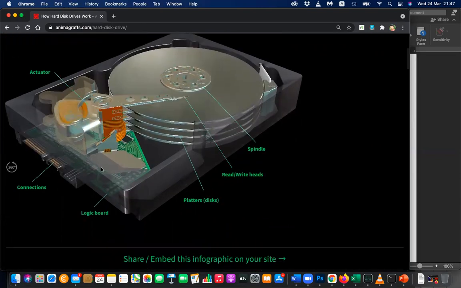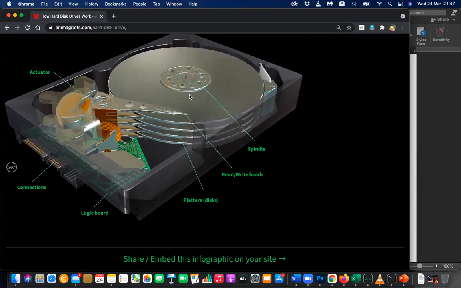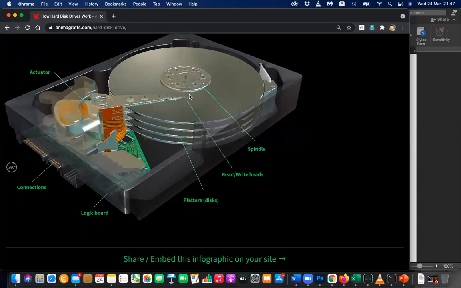And you can see the connector, logic board, the platters, read-write head, and spindle. The spindle is the one which rotates the hard disk. There's a speed, basically 7,200 revolutions per minute to 9,000 revolutions per minute. More speed, more writing, more data. If my speed is high, it can write more data.